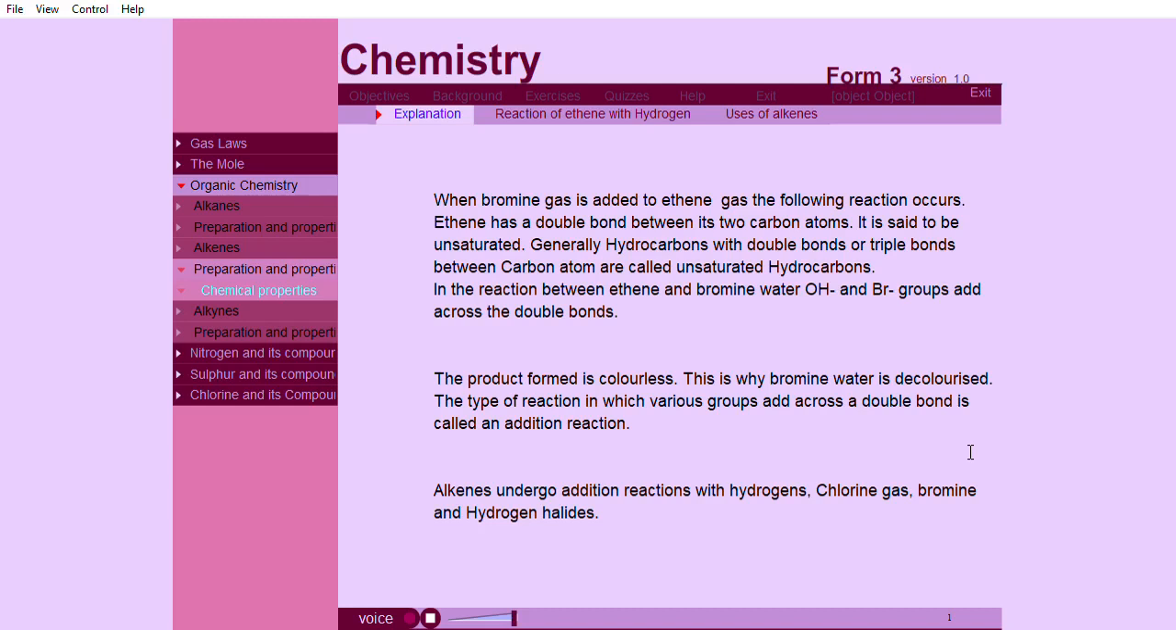In the reaction between ethene and bromine water, hydroxide ion and bromide ion add across the double bond. The product formed is colorless. This is why bromine water is decolorized. The type of reaction in which various groups add across a double bond is called an addition reaction. Alkenes undergo addition reactions with hydrogen, chlorine gas, bromine, and hydrogen halides.